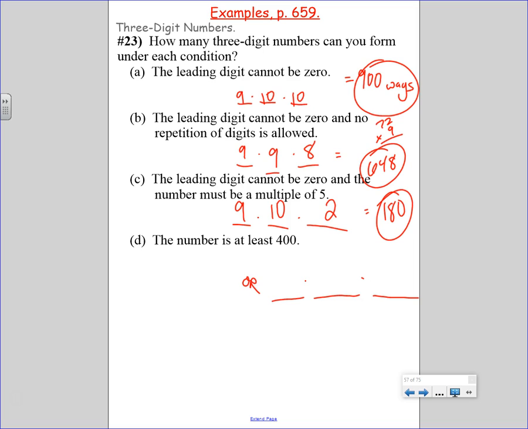So at least 400, can it include 400? The answer is yes. So if it can include 400, but it excludes 0, 0, 0. Let's do the fundamental counting principle way. So we have between 600 and 601, I think, is where most of us are. At least 400. Question, how many options do I have for the ones place? Yeah, I can use digits 0 through 9. How about for the tens place? Yep, I can use 0 through 9.